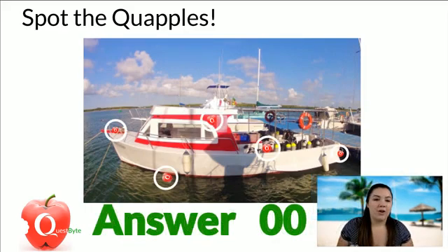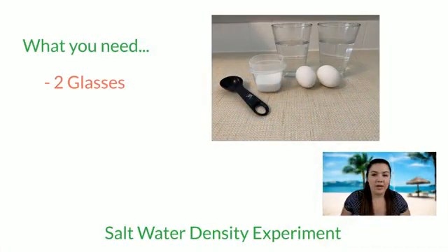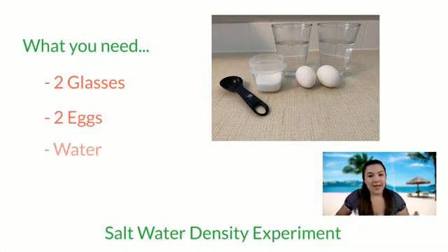Were you able to find all 5 across the boat? Anyone know if this is salt or fresh water this boat is sitting on? Have any guesses? So today for the water density experiment, you are going to need to gather a few things. Pretty simple. But first you're going to want to grab 2 glasses big enough to hold an egg, 2 eggs, warm water, and salt.